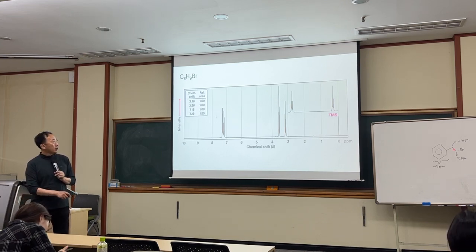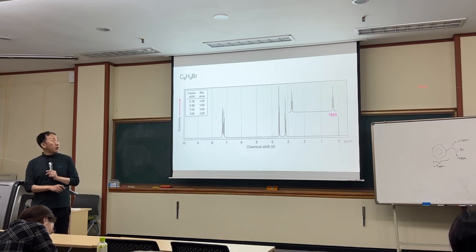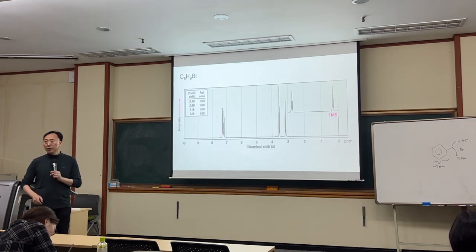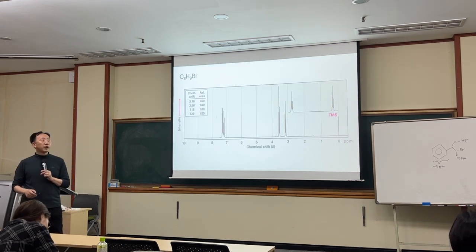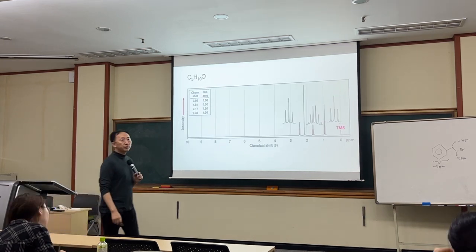Each one has two nearby, so triplet. If you see one of them quartet, you should suspect that's an active group. If it's a triplet, then CH2 is connected. Okay? How about this?